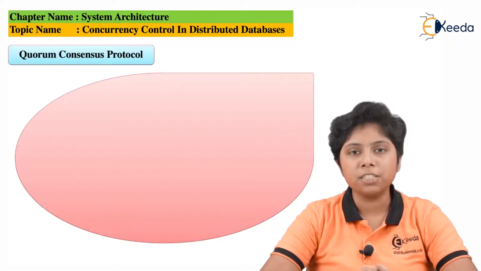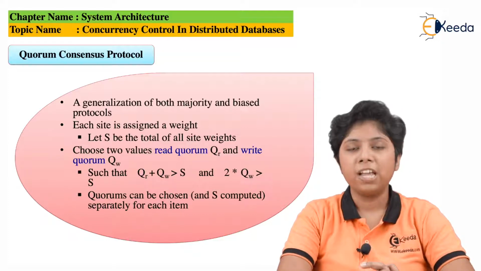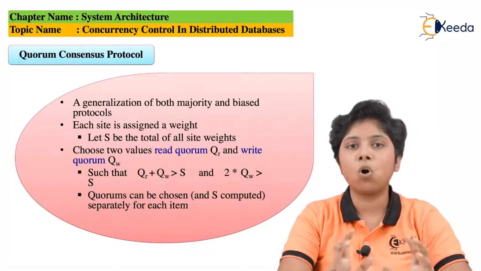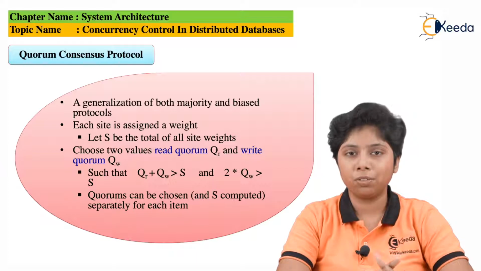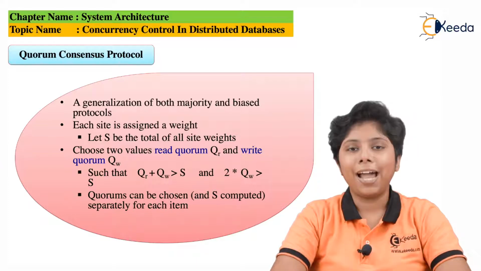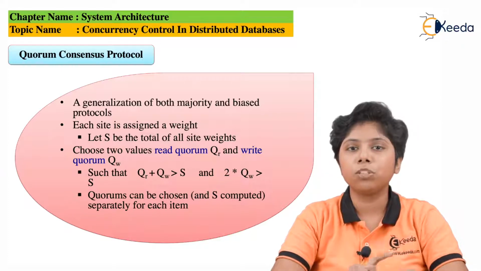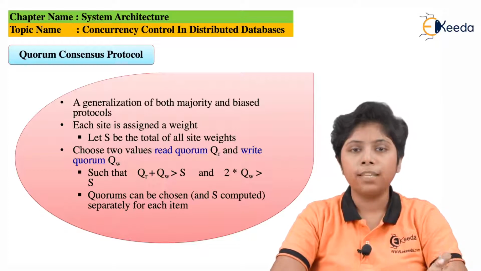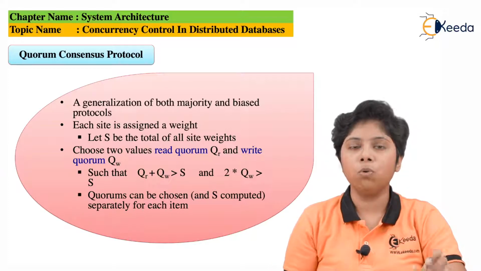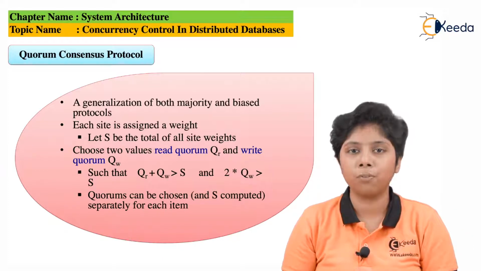The next one is the quorum consensus protocol. The quorum consensus protocol is a generalization of this majority protocol, in which we can associate a non-negative weight with each site in the distributed system. Now there are 2 quorums that we can associate. One is the read quorum, another is the write quorum. Now if S is the total weight associated with the sites, then we need to follow the rule that QR plus QW, where QR is the read quorum and QW is the write quorum.